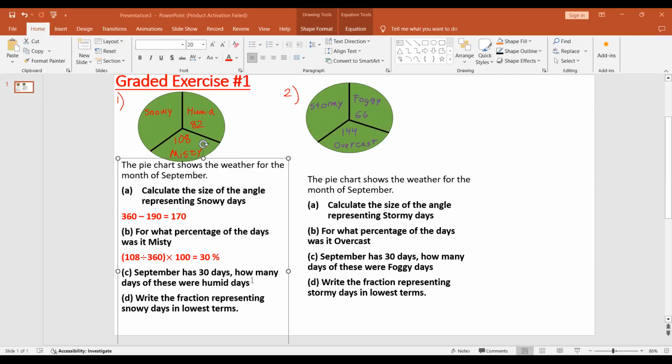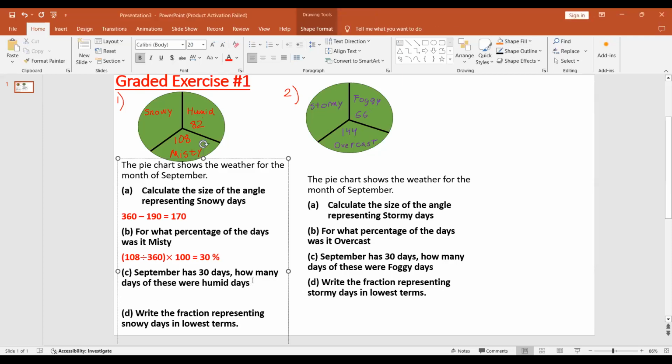Okay, September has 30 days. How many days were sunny days? 82. What did you get? Nevaeh, what did you get? I didn't get an answer because I didn't finish subtracting. The last thing on my paper was 166 over 1, but I didn't finish dividing.